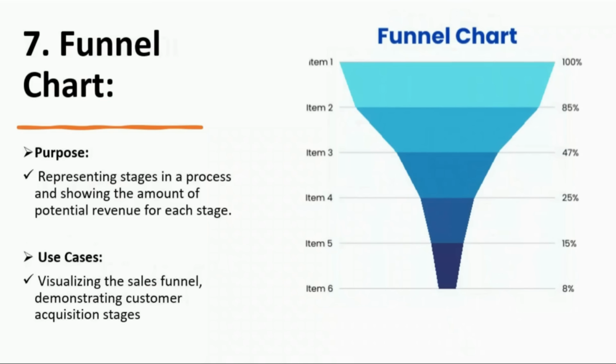This is the funnel chart, representing the stages in a process. You'll see the stages available, starting from 100% down to 8%. It is used to analyze acquisition, or conversion, and what the steps involved were, so that the funnel has been created. It's a journey. Using this funnel chart, we are able to visualize or demonstrate the customer stages and acquisition stages.